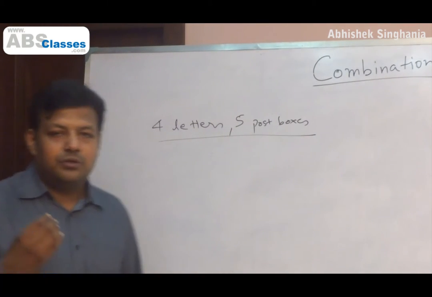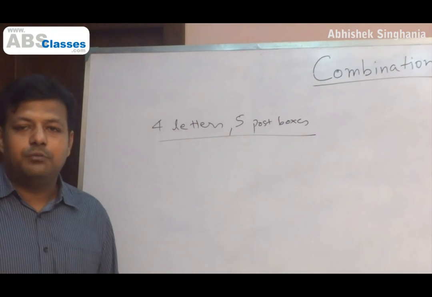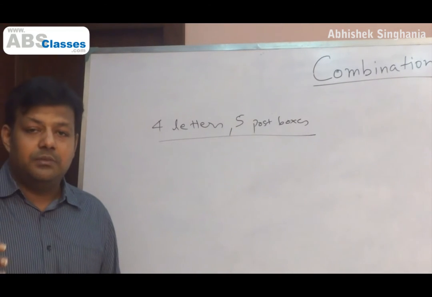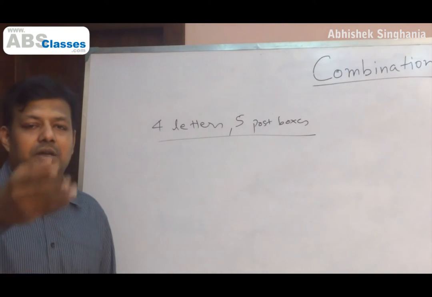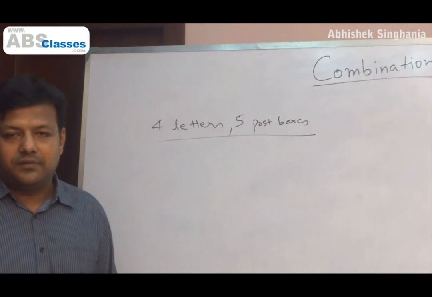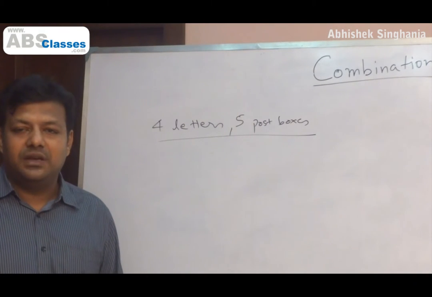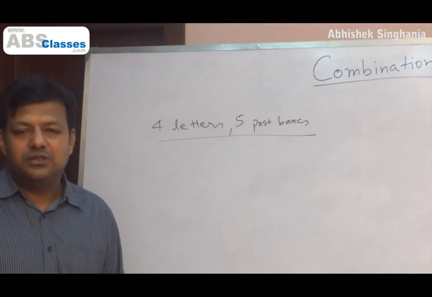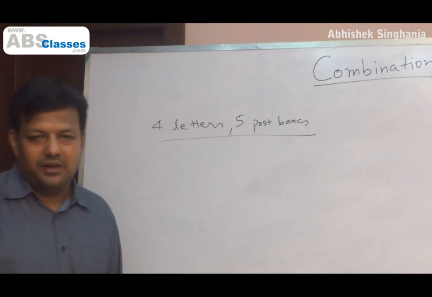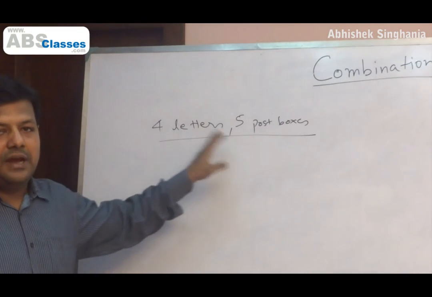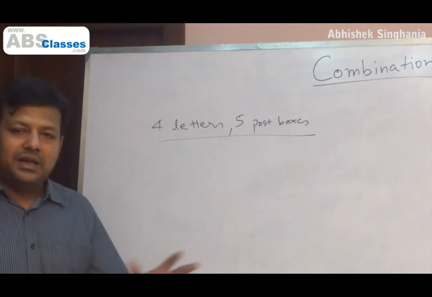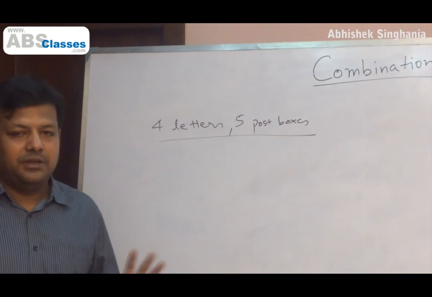Now obviously I'm sure I don't even need to explain this. Letters have to be distinct. Why would you post the same letter 4 times? There has to be some distinction between the letters. Either the addresses are different or the content is different. So the question is not going to specifically tell you the letters are different. This is presumed. Okay? Alright. So 4 letters, which obviously are distinct, have to be posted in 5 post boxes, and you have no particular preference towards any post box.